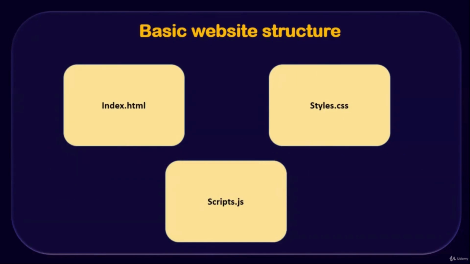What is the basic structure of a website? In web development, we have an index.html page, a styles.css and a script.js. We will write HTML code inside the HTML page, and the styles of that HTML code will be inside the CSS file. And to manipulate both files, we use the script.js file.